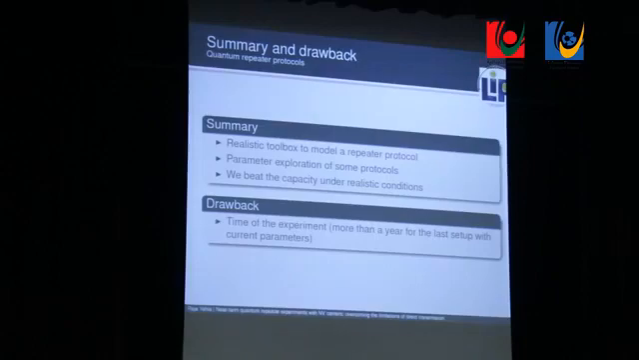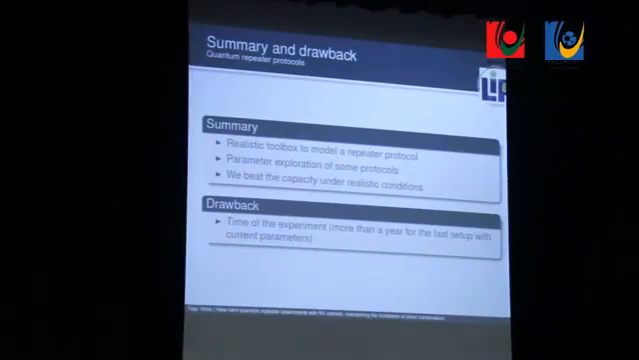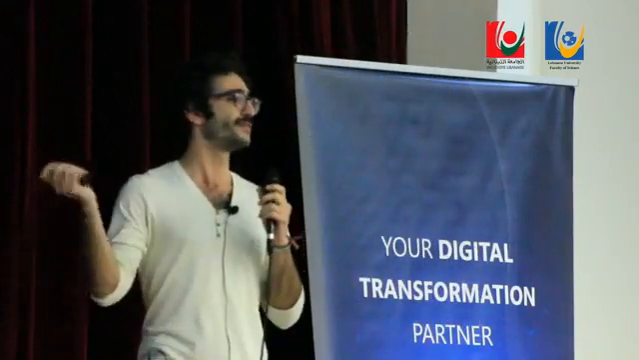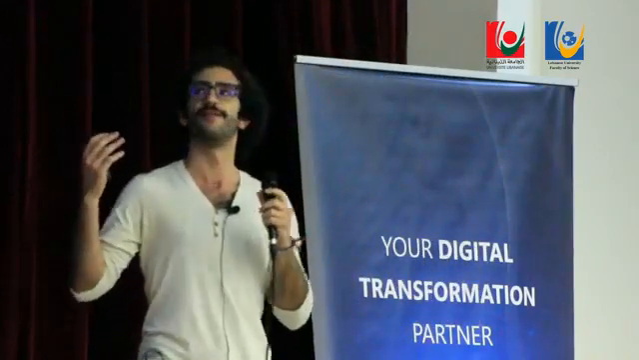But the main drawback is, of course, the time of the experiments. If you would do an experiment that would prove that you have a better key rate using a quantum repeater protocol than using a fiber, it would take you more than a year. So that's the main drawback of this. So now, as I said at the beginning, this work was done 1 year ago during my master.